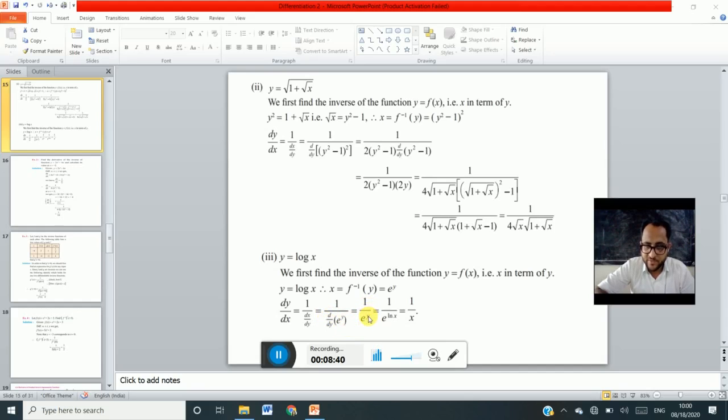Okay, so it is 1 upon e to the power y, and what is y? y is log x. So 1 upon e to the power log x. e to the power log x means x. So it is 1 upon x, the final answer here.